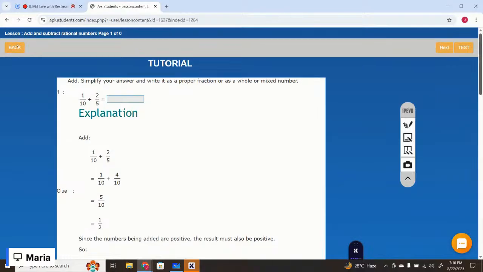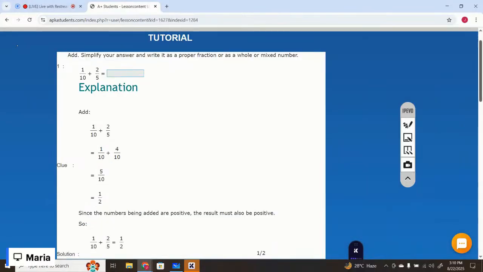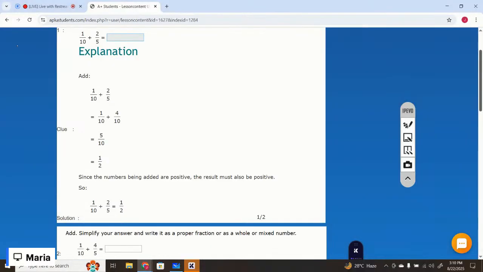1 by 10 plus 2 by 5. So you can add them exactly the same way we add fractions. We need to make the denominators the same first and then we have to add. We need to multiply this fraction by 2 because 5 times 2 makes 10. That is 2 times 2 is 4 and 5 times 2 is 10. So 1 by 10 plus 4 by 10 is equal to 5 by 10 and that equals 1 over 2.